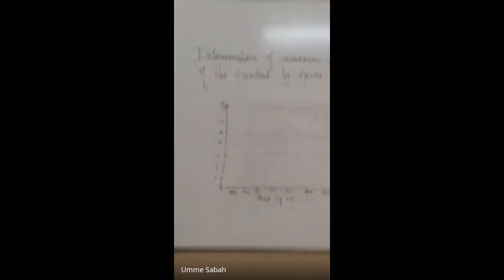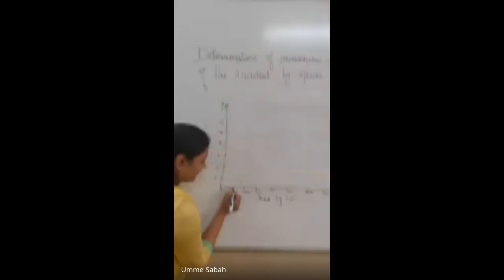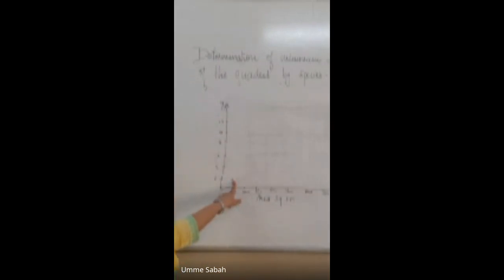Now let us plot the graph using the tabular column. At 10 into 10, how many species we had? 2 species. So 10 into 10, we had 2 species. So my point comes here.